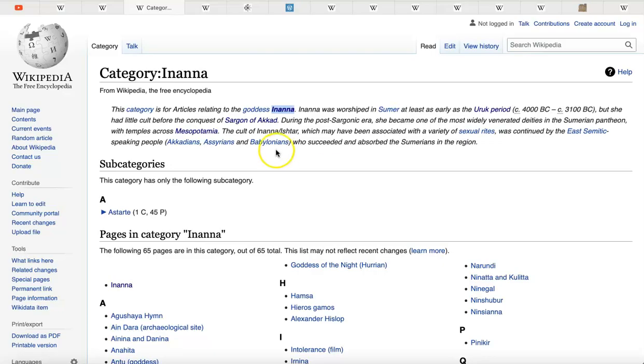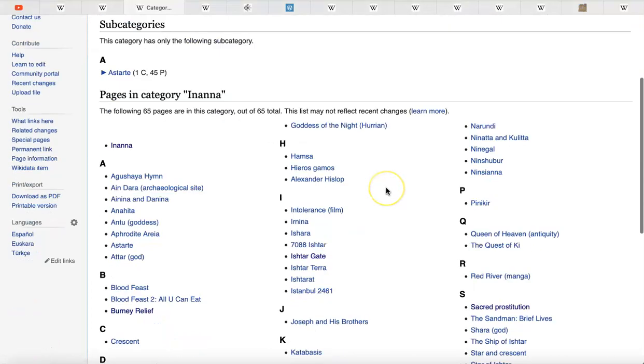So this cult, the cult of Inanna, or Ishtar, because that's her other name, which may have been associated with a variety of sexual rites, was continued by the East Semitic-speaking people, Akkadians, Assyrians, and Babylonians, who succeeded and absorbed the Sumerians in the region. Okay. She was worshipped in Sumer, but she became popular during the Akkadian period because of Sargon of Akkad. Why? They don't tell you about why, but that's okay.